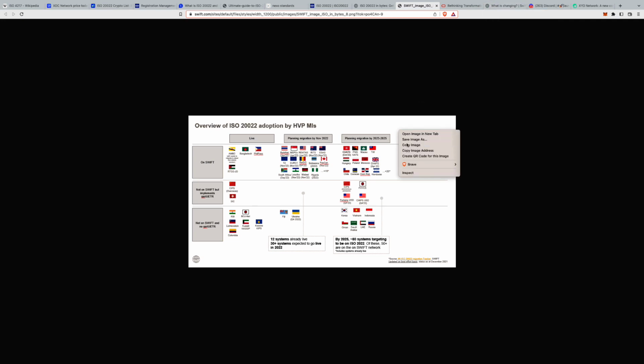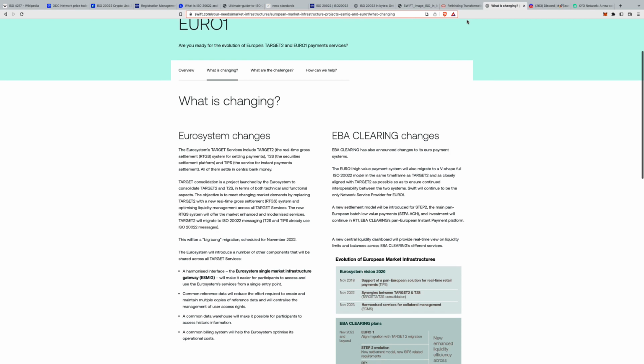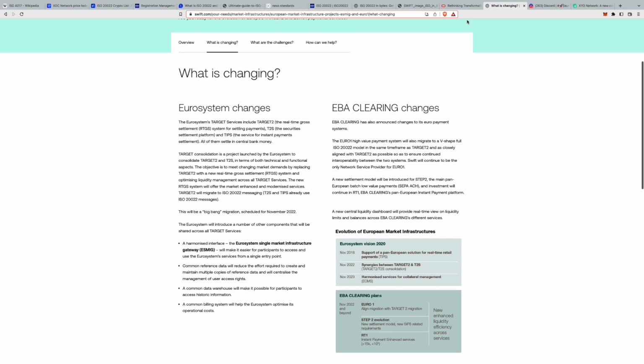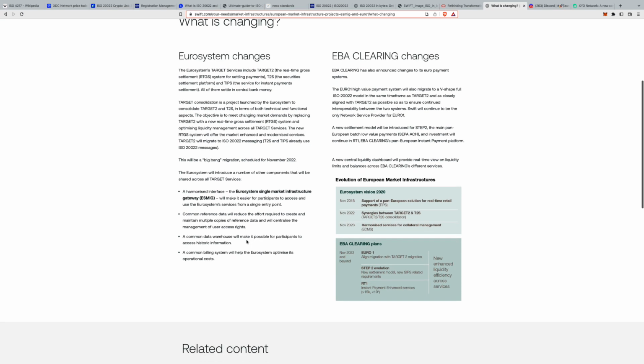All right, so for this last article here, it's the European MI project, single market infrastructure gateway. I actually think this will be a big bang migration scheduled for November 2022. The objective is to meet changing market demands by replacing Target 2 with a new real-time gross settlement system and optimizing liquidity management across all Target services. The new RTGS system will offer the market enhanced and modernized services and will migrate to ISO 20022 messaging. Big bang. There we go.